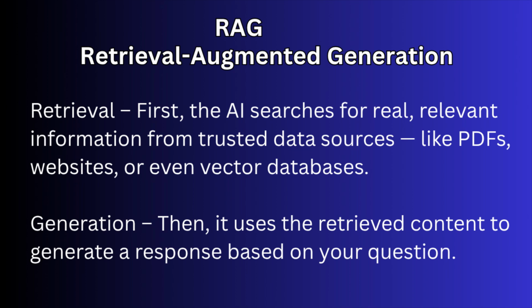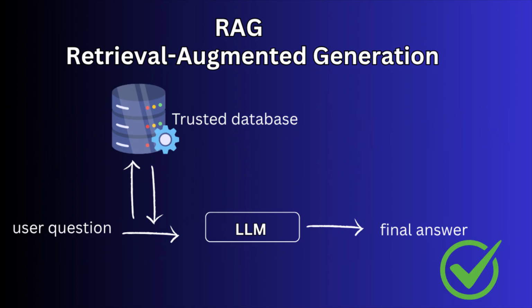In simple terms, instead of relying only on what the model learned during training, RAG allows the AI to look things up on the fly and then answer.